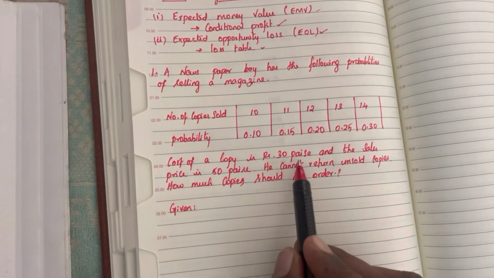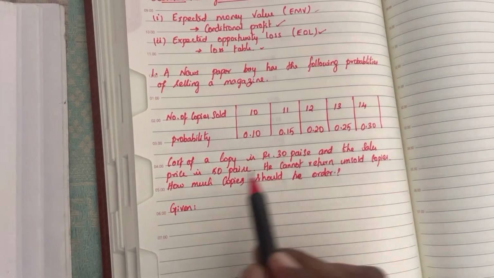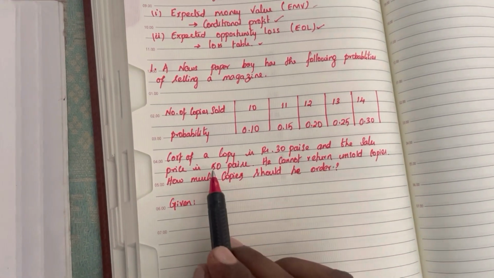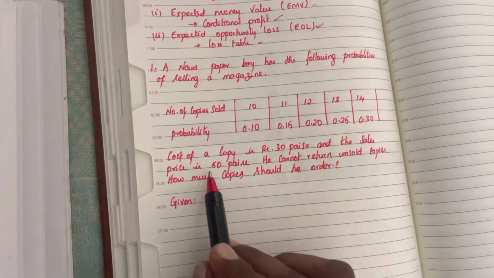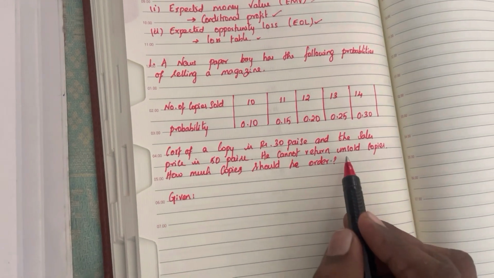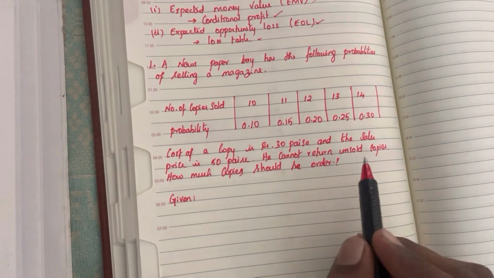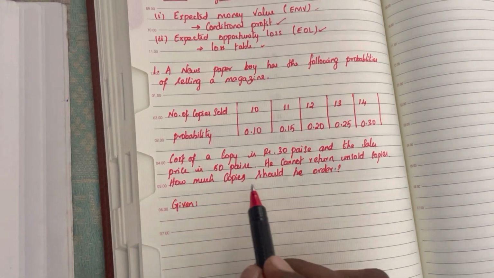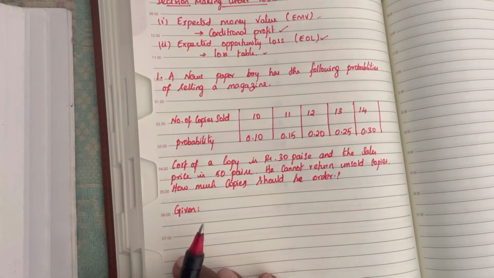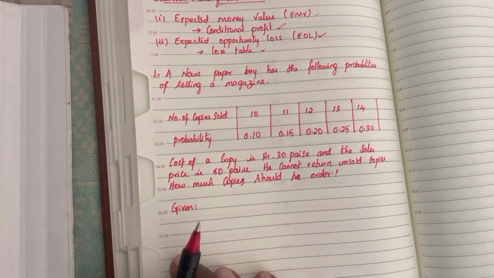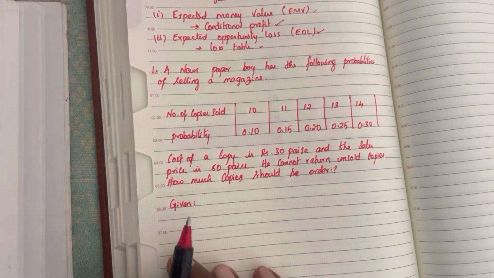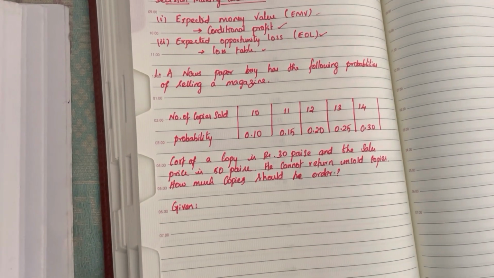The cost of a copy is 30 paise and the sales price is 50 paise. He cannot return unsold copies. How many copies should he order? This is a situation where we need to take a decision, where we are at a risk of unsold copies also.